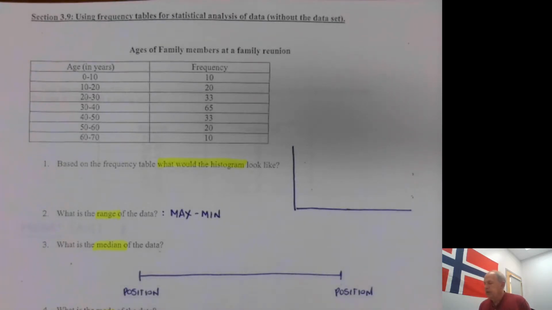So what we're going to look at in this video is using a frequency table to calculate statistical measures in terms of mean, median, mode, range, and draw a histogram from the frequency table. We're going to do two of these. So here's the first frequency table that we have.